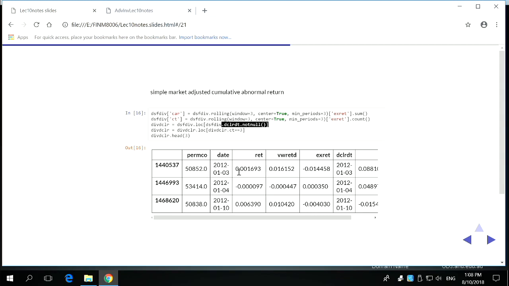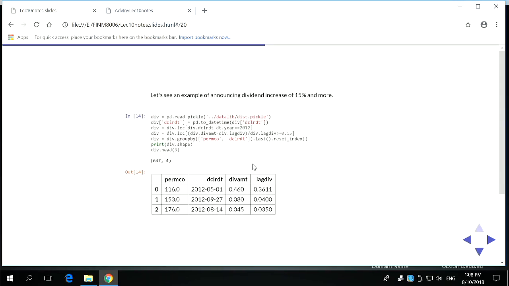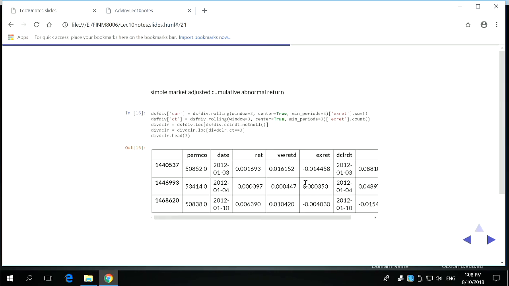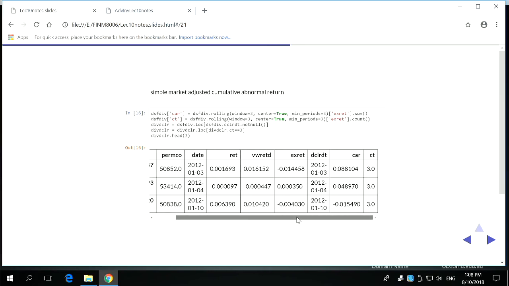That's because I have all the dates, right? But in most of the dates, if you look at the data here, well, it's not easy to see from here. If you look at the data, in most of the dates you don't actually have a dividend announcement or dividend declaration. So you only want those cumulative sums of abnormal returns or excess returns during the window where there are actually announcements. So this is just sort of a programming trick.